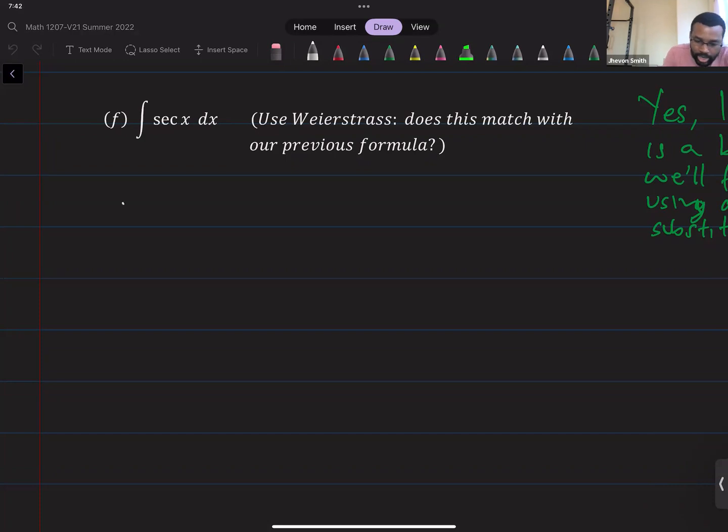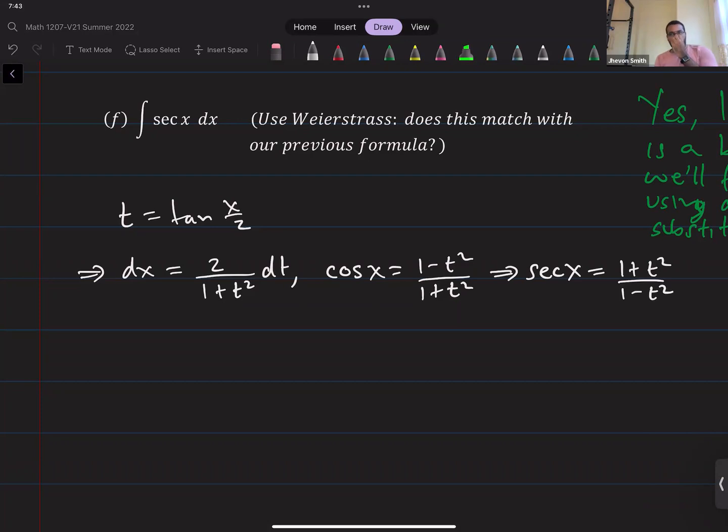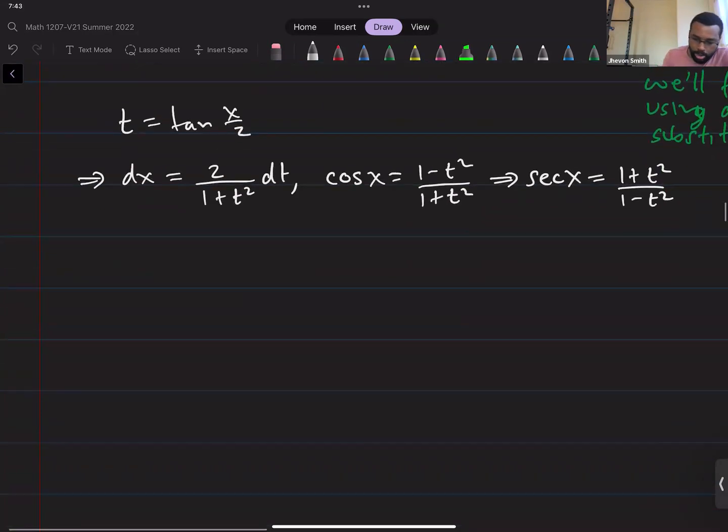So if I let t equals tangent x over 2, of course we know that this means your dx is going to be 2 over 1 plus t squared dt. We also know that the cosine of x is going to be 1 minus t squared over 1 plus t squared. But that means that your secant of x is just going to be 1 plus t squared over 1 minus t squared. Right? And so now you can go and plug these guys in.